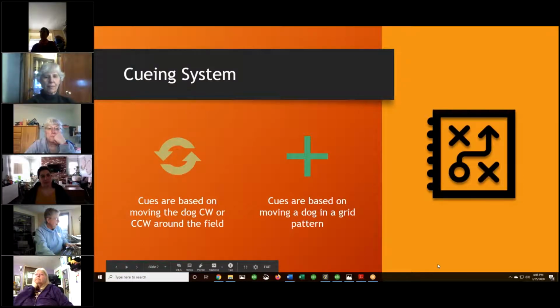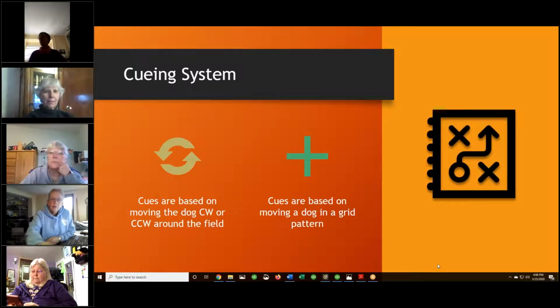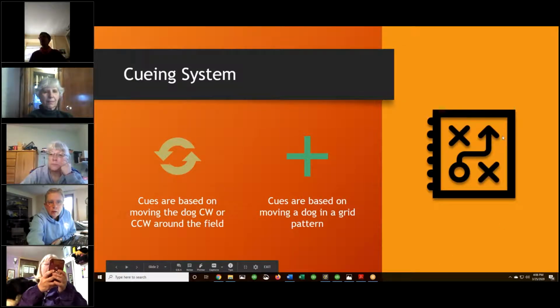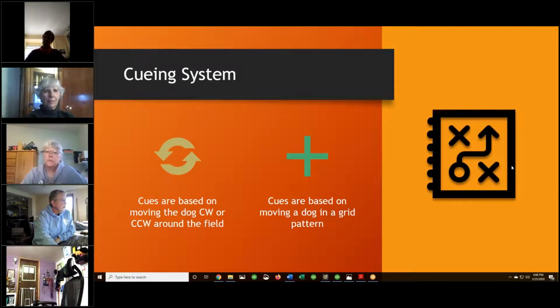What do we mean by a queuing system? There's really two ways of thinking of moving your dog around the field. Some people base their cues off of a circular system where they're giving their dog cues to move in a clockwise or a counterclockwise method. Often you'll hear them saying things like away and come by, or clock and counter. I hear gee and haw. I hear a lot of things, but they're basically working on the idea that the dog is moving in a circular fashion around the field.